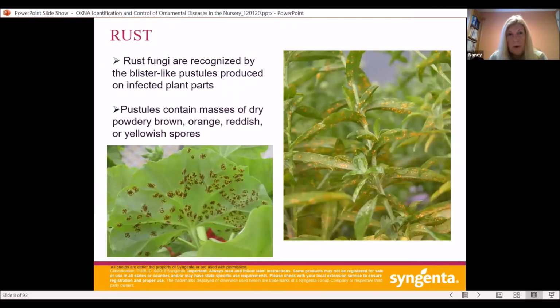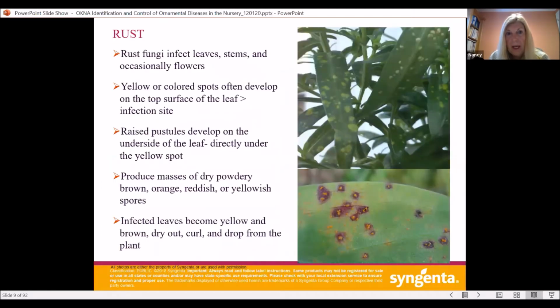So let's start with rust. That's really the easiest disease to recognize because of the blister-like pustules that you see on the foliage. They're quite colorful. They're usually orange or reddish in color. And when you rub your finger on the undersides, a lot of the spores will actually come off on your finger, so you can actually see them. This is an obligate parasite. They like to infect living material.